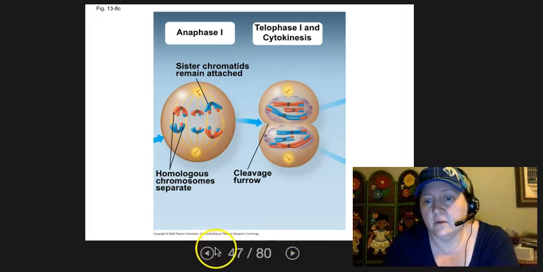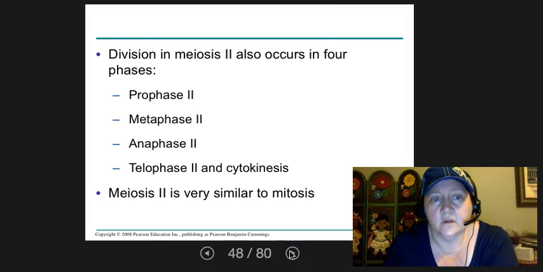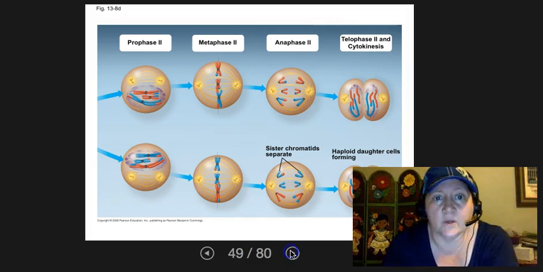And then, I went the wrong way, sorry guys. Okay, then we move into meiosis 2. So we're going to have prophase 2, metaphase 2, anaphase 2, telophase, and cytokinesis. And then the thing to remember is that this meiosis 2 looks a lot like mitosis. It's just that we've had that opportunity to exchange DNA back in meiosis 1.